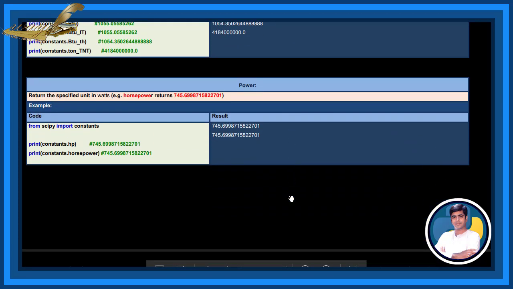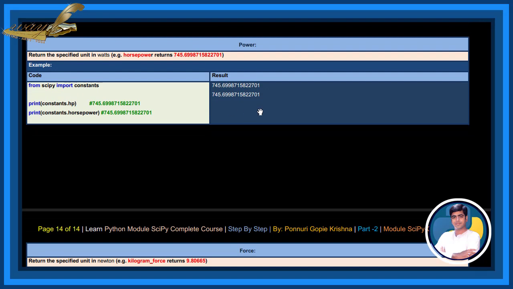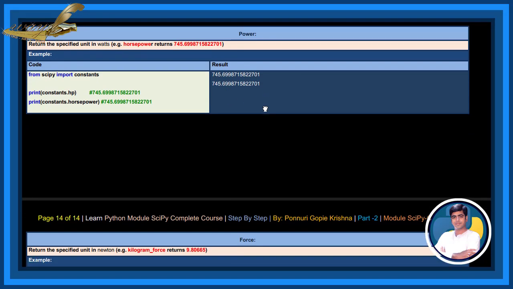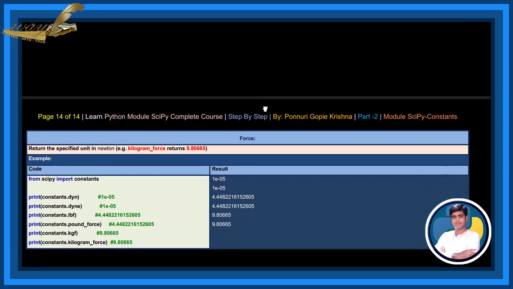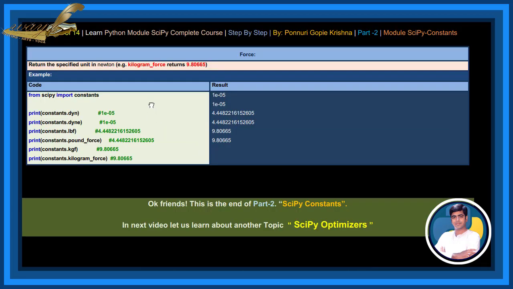Power returns the specified unit in watts. Horsepower returns 745.6998715822702. See, by executing this code, it gives this result. Force returns the specified unit in newtons. Kilogram_force returns 9.80665. By printing these values, the result returns this.